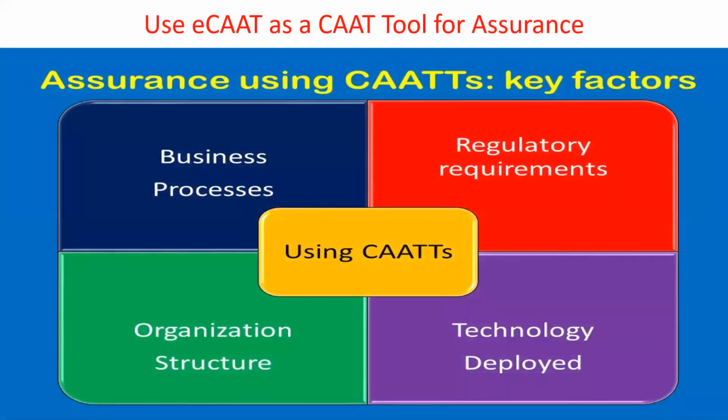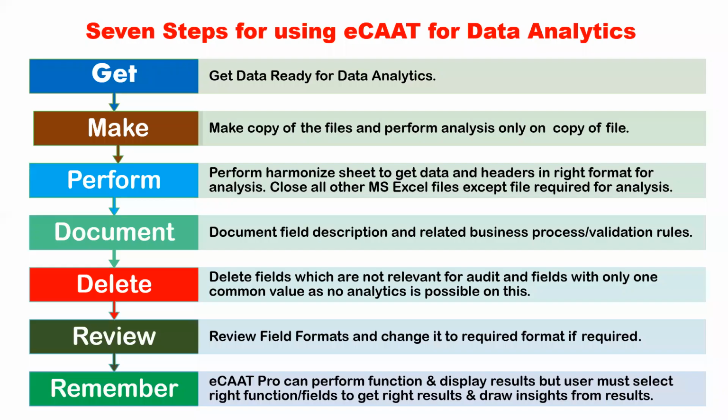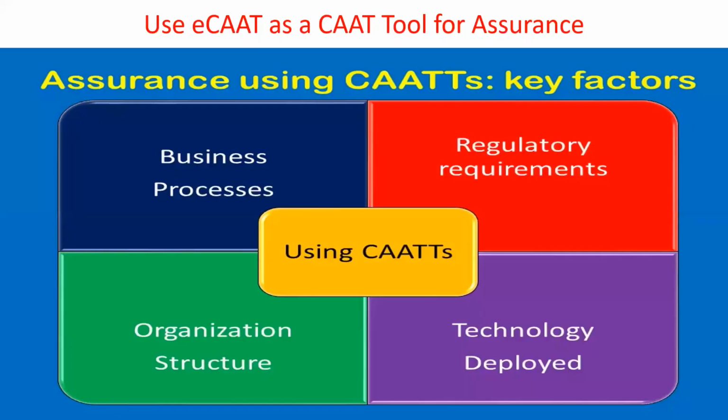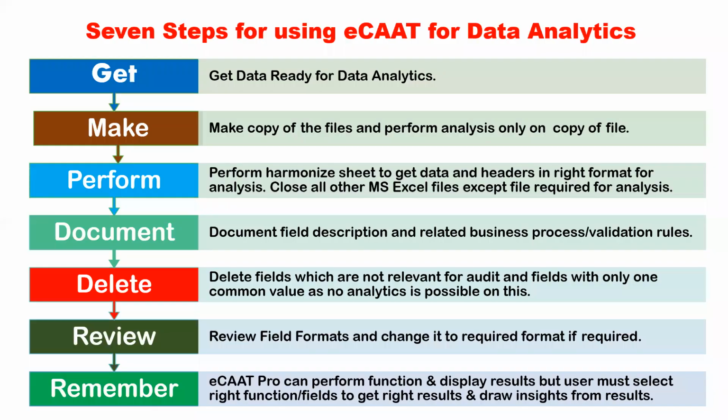How to use eCAAT is very simple. You need to understand the business process. You need to understand the regulatory requirement depending on the scope of the assignment. You need to understand the organization structure, understand the technology deployed. Once you have an understanding of this, you will establish the criteria which you want to evaluate for the purpose of audit. And this is where you use CAATs or data analytics. CAAT refers to computer-assisted audit tools and techniques.